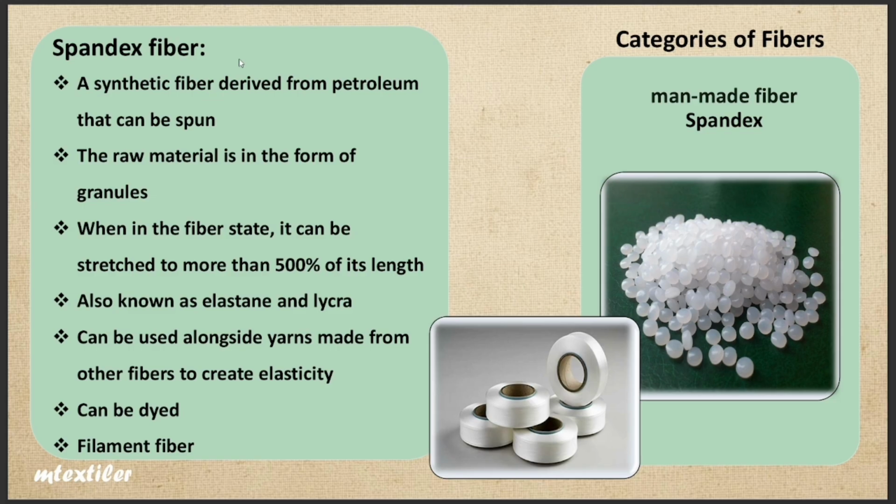Spandex fiber, a synthetic fiber derived from petroleum that can be spun. The raw material is in the form of granules. When in the fiber state, it can be stretched to more than 500% of its length. Also known as elastane and Lycra, it can be used alongside yarns made from other fibers to create elasticity, and can be dyed. Filament fiber. This fiber can be placed alongside other fibers and yarns, or incorporated within the yarn structure to create elasticity. Depending on the application, one of these two options is selected.